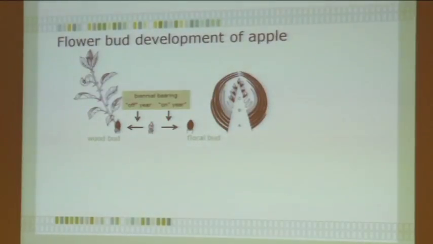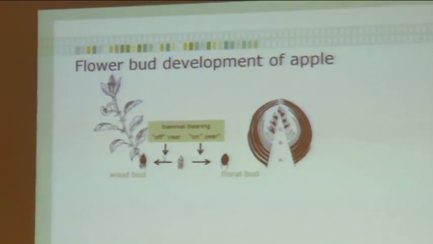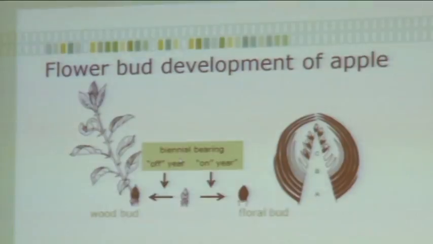Now, if we start here, you may see the cursor, which I'm just moving. If we start with a competent bud, this competent bud can either remain a vegetative bud, or it can be transformed into a flower bud. Obviously, when that occurs, we call it an on-year. When the competent bud stays vegetative, this is called an off-year.